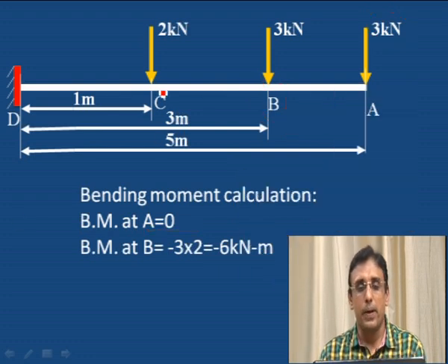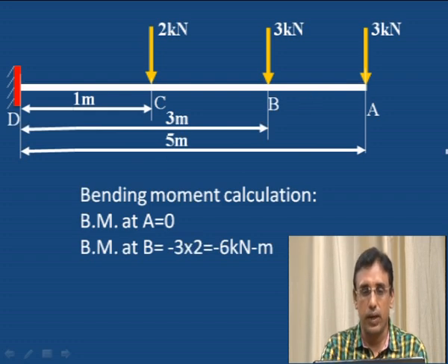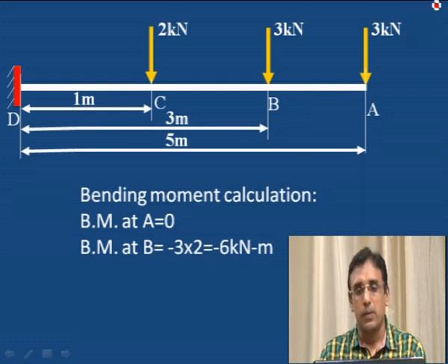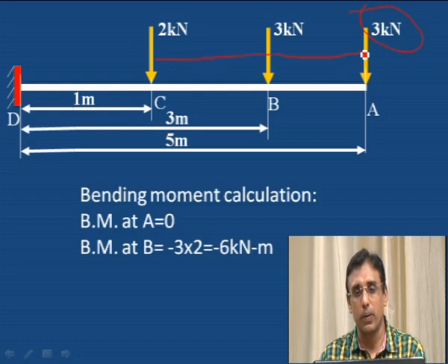Next, bending moment at C. To calculate the bending moment at C, how to calculate? See, 3 kilonewton is acting at the free end, and the distance from 3 kilonewton to this point is 5 meter minus 1 meter. This is the 1 meter from D to C, and 5 meter is the total span. 5 minus 1, that is 4 meter is the distance from A to C.